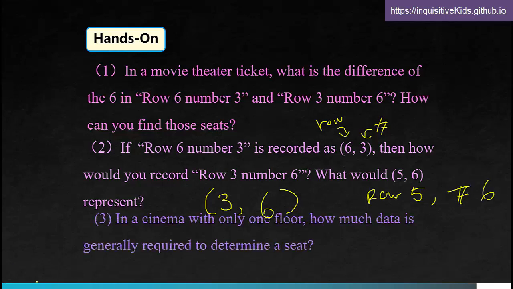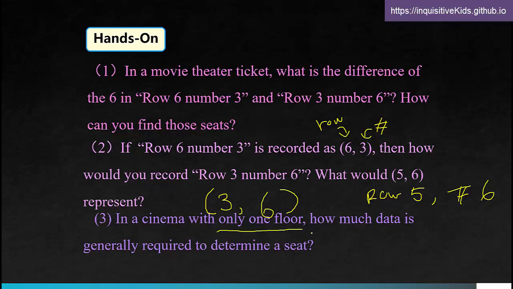And our final thing, number 3. In a cinema with only one floor, how much data is generally required to determine a seat? Well, how many pieces of data did we always use? That would be 2, right? 3, 6, 6, 3, 5, 6. Row 6, number 3, that's 2. Row 3, number 6, that's 2. But it says here with only one floor.